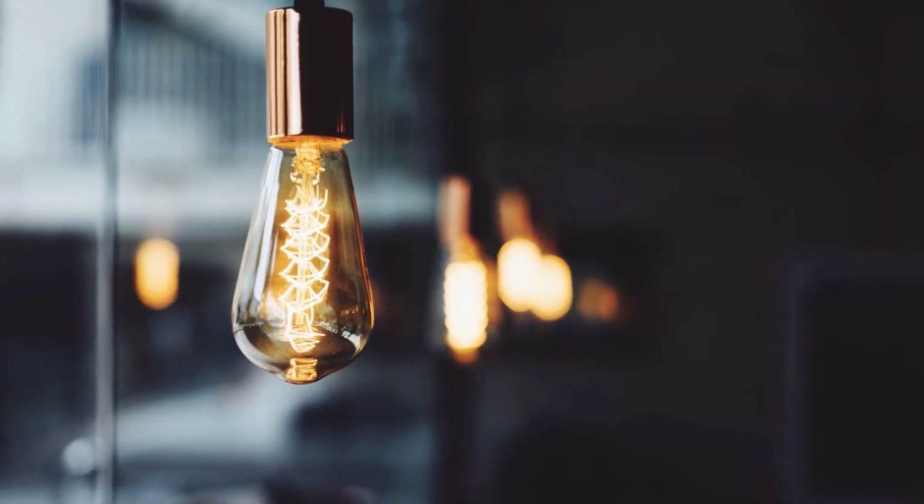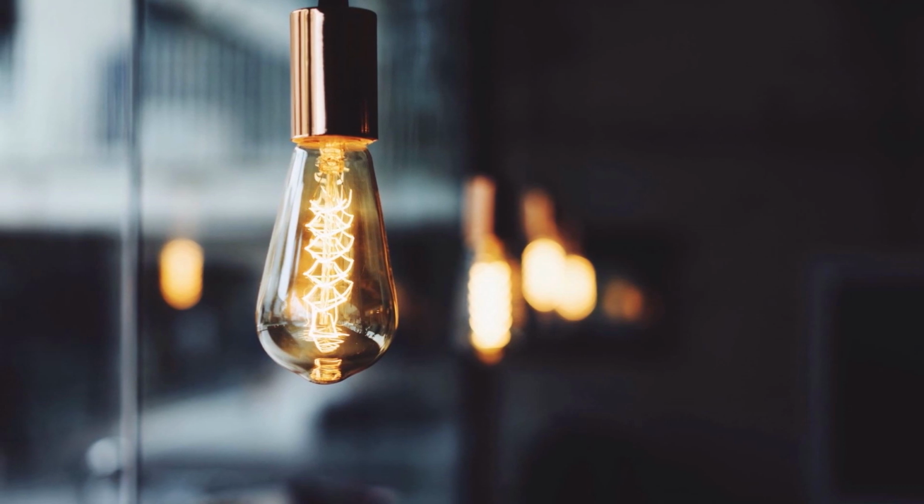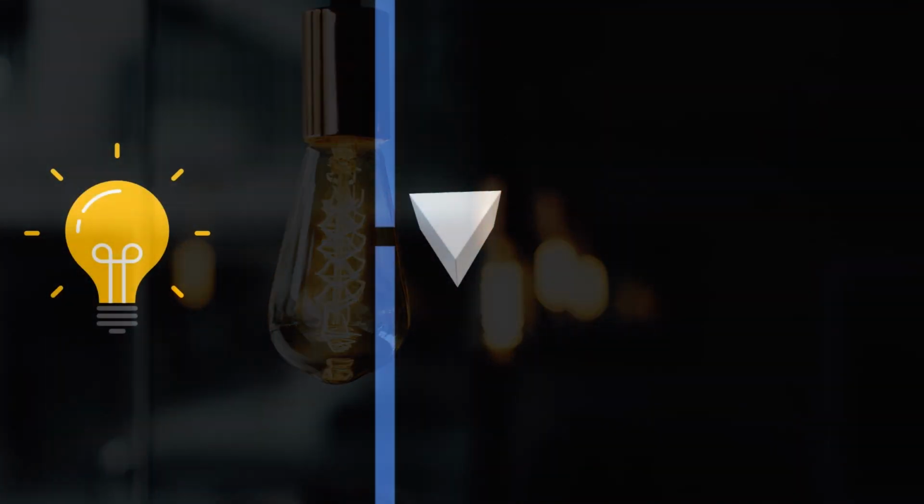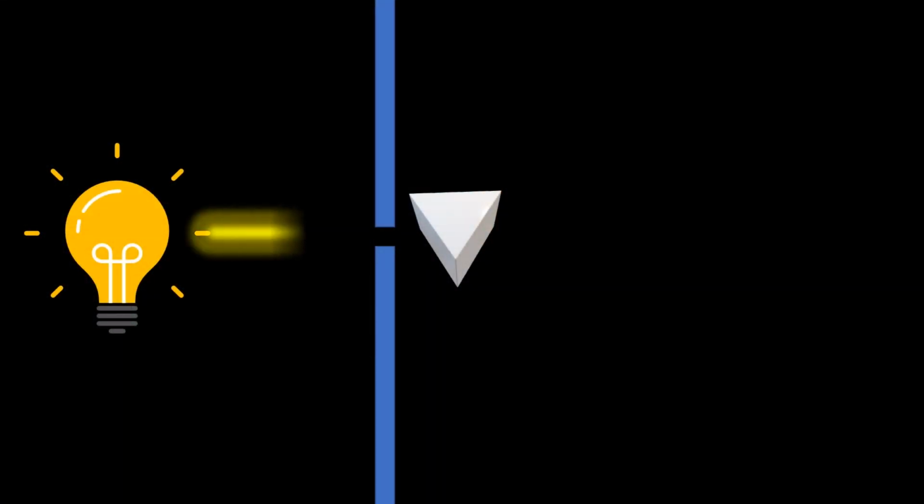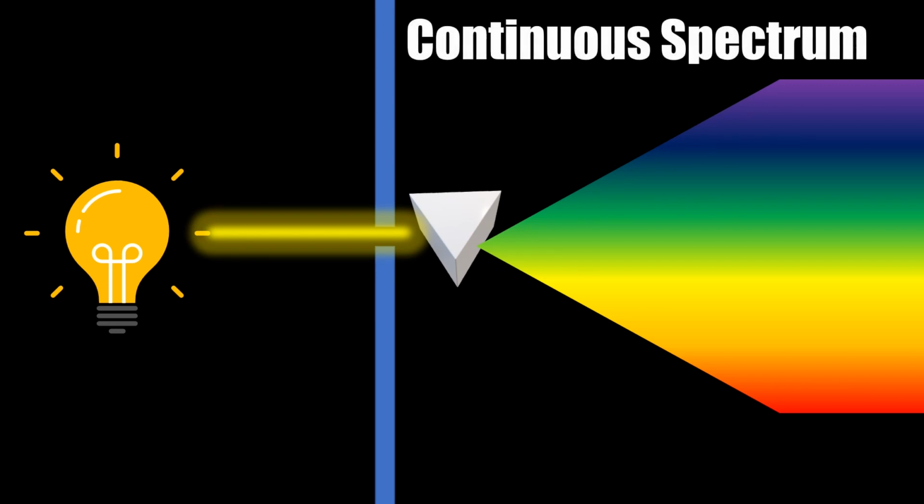White light is made of all the wavelengths in the visible region of the spectrum. In other words, all the colors. When white light passes through a prism, the different wavelengths are bent at different angles. Thus, the wavelengths are separated, and we can see the different wavelengths or colors. This is called a continuous spectrum. All the wavelengths of the visible spectrum are present.